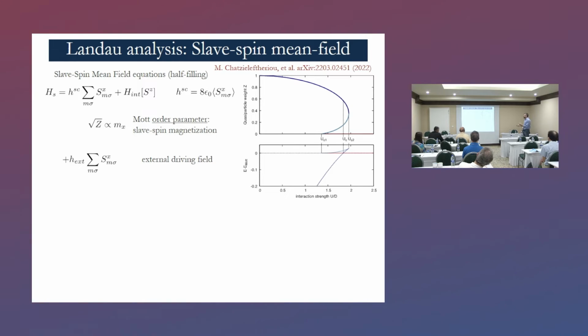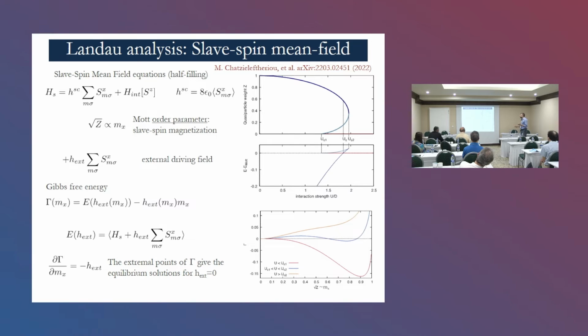If you apply a driving field, you can explore the landscape of the competing solutions out of equilibrium, and indeed you can see here an example. This red curve is what you obtain for the Landau energy for a U smaller than U critical. So you have only one minimum, a stable solution at finite order parameter, so at finite Z. This is the metallic solution.